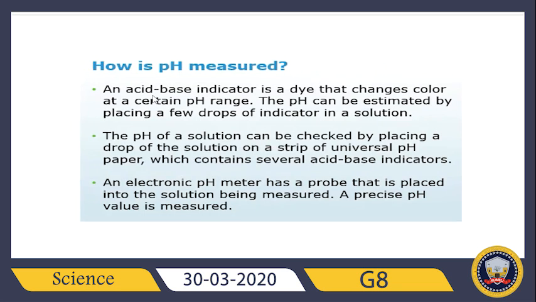Another way is, guys, an acid-base indicator, which is a kind of dye that changes color at a certain pH range. The pH can be estimated by placing a few drops of indicator on a solution. So if you have a solution like HCl solution, which is acidic, you'll place drops of this indicator into the solution, and you will recognize the changing color, and you will identify whether this is an acid or a base by comparing the color here with the pH range you have.